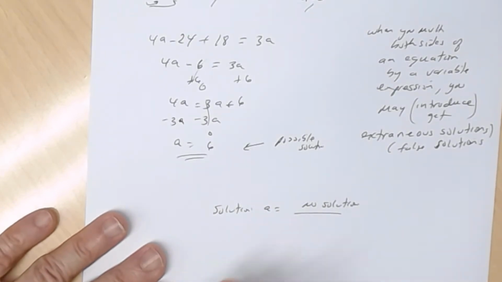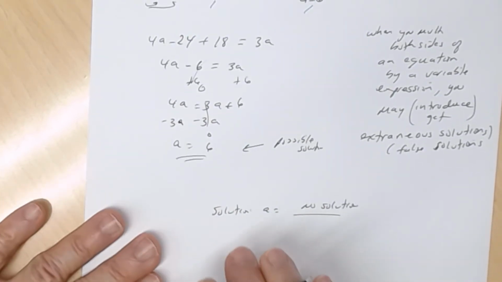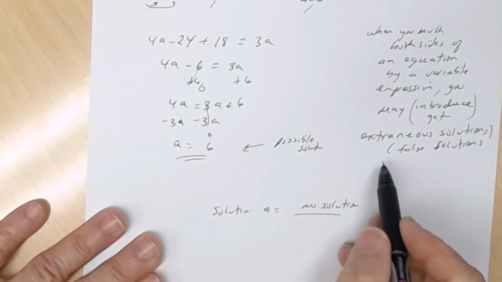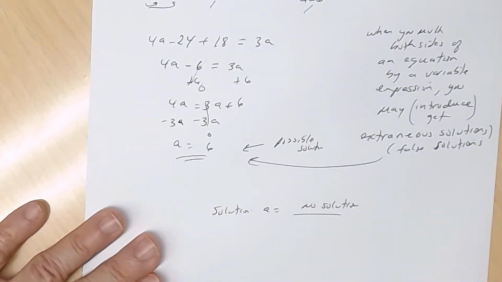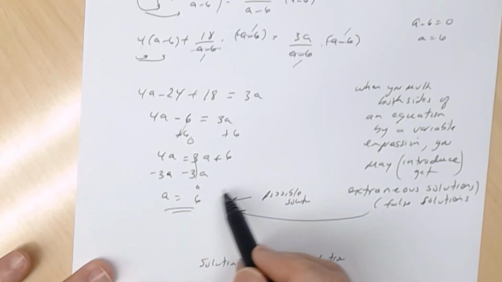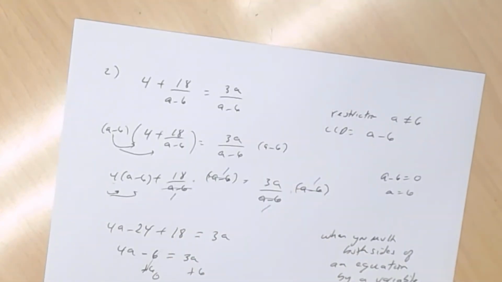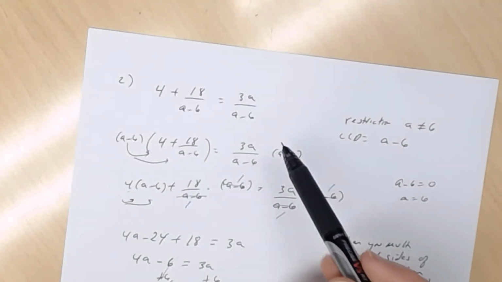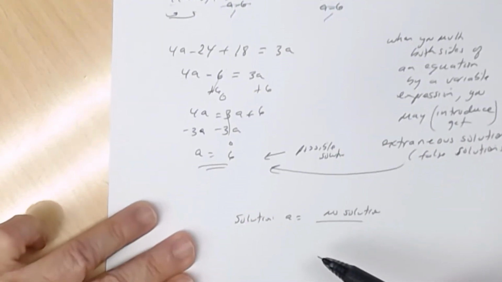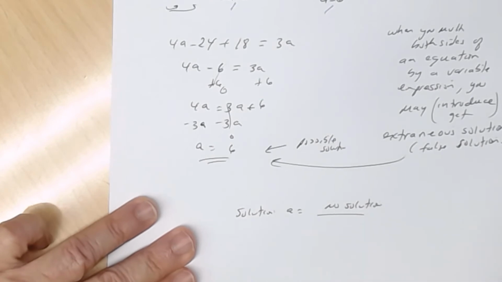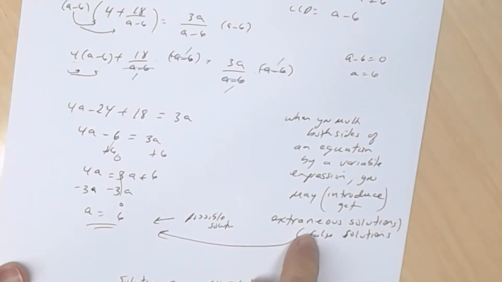Okay? All right. So, again, now I need you to notice that a equals 6 was an extraneous solution, which means that it was a solution to this equation, but not the original. So what are you trying to solve? You're trying to solve the original. So what's the solution? You say no solution. All right. So hence a new word, extraneous solution.